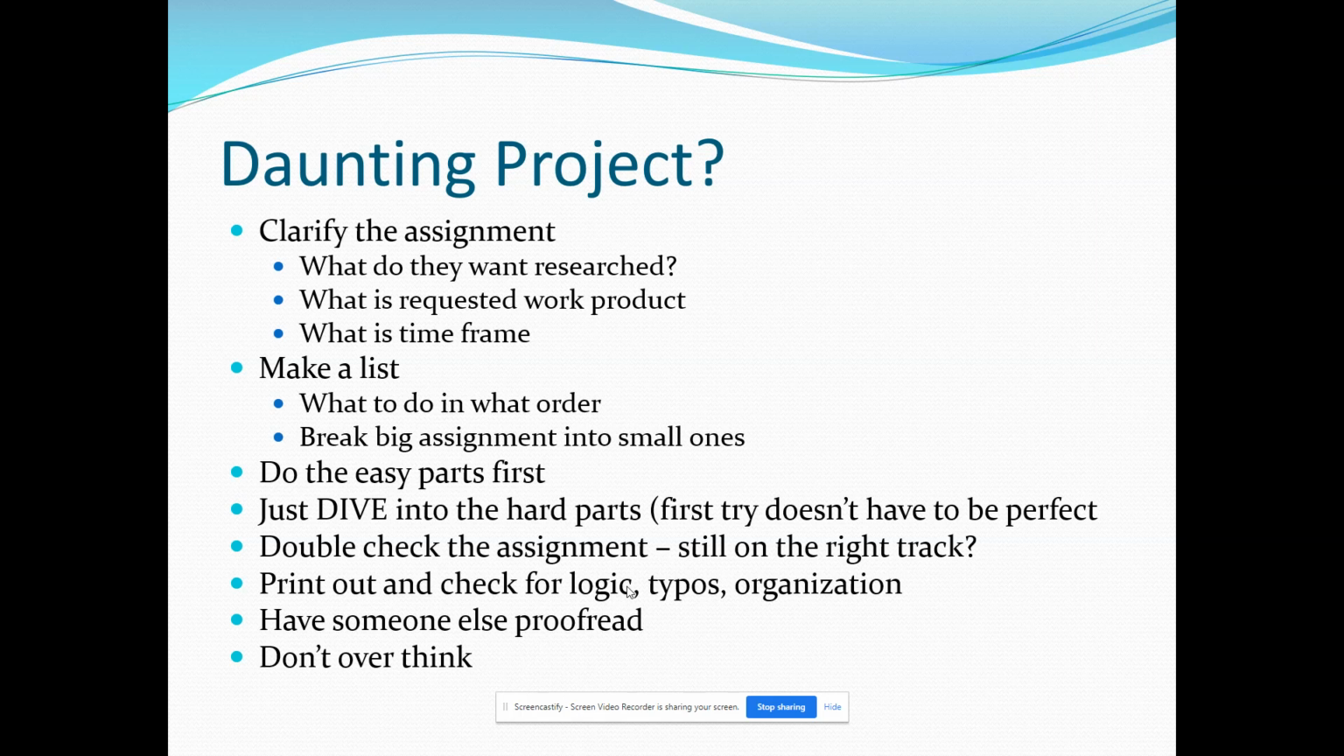After you've made headway that way, double check, go back to the beginning. Am I still on the right track with the assignment? Sometimes you go down a rabbit hole and you've looked at things that maybe are not what the original assignment is. So go back, make sure you're still on the right track. Okay, then finish your writing, finish your work product. After your first or second draft is done, print it out. Sometimes it's easier to print it out than to look at things on a screen. Make sure it's logical. Make sure there are no typos. Make sure your organization makes sense.